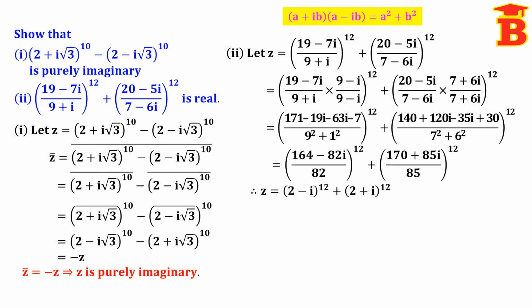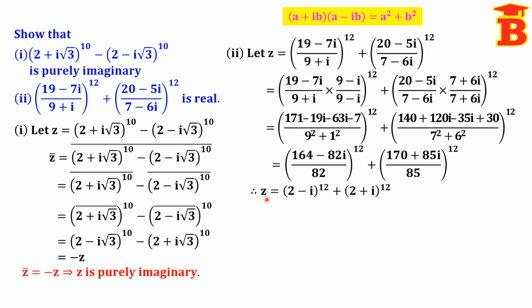So now z equal to, we can cancel by 82, so we get 2 minus 1i. So in this 164 we can cancel 82 twice. So 2 minus, 82 get cancelled, so i, whole power 12. In this second term also we can cancel 85. In 170 we can cancel 85 twice. So we get 2 plus, next term 85 cancelled, so we get i, that is 2 plus i whole power 12. So this is the given complex number z.